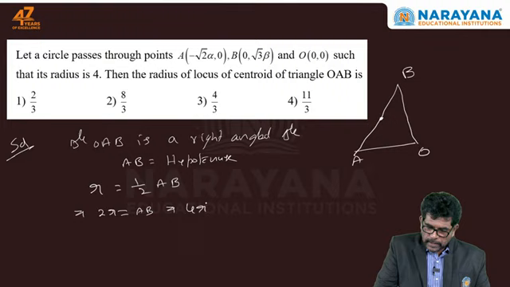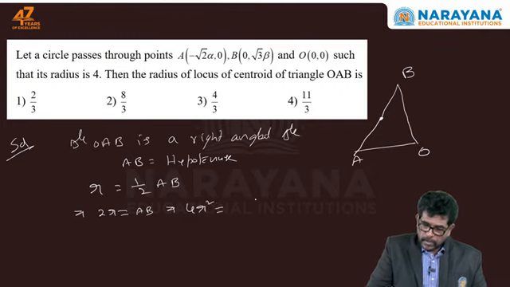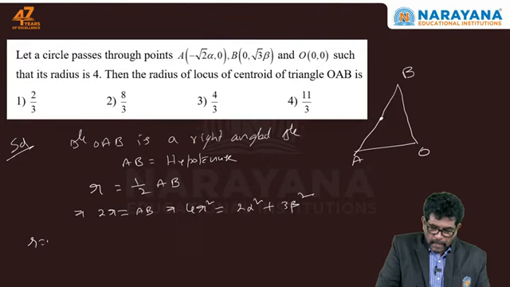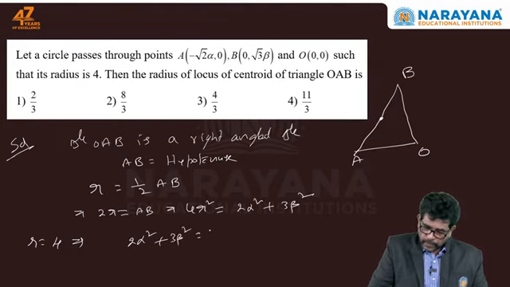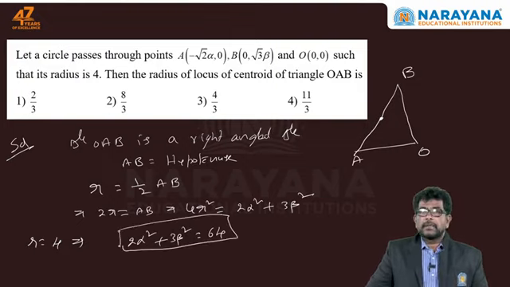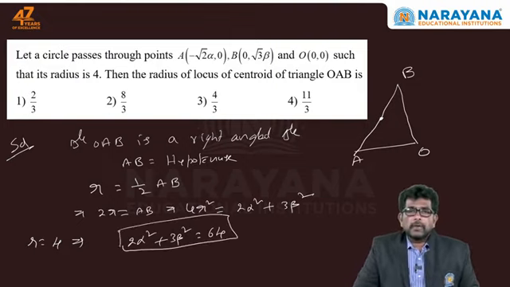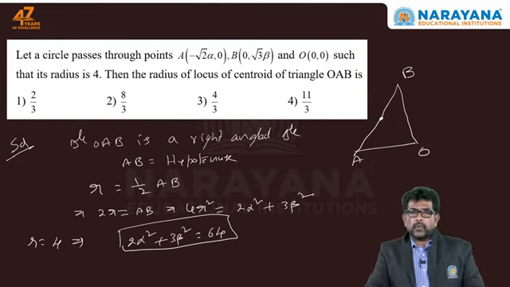or 4R square is equal to, directly here we are writing, 2 alpha square plus 3 beta square. Whereas given that R is equal to 4. So from this, 2 alpha square plus 3 beta square is equal to 64. This is one condition. Now they asked for the locus of the centroid of triangle OAB.